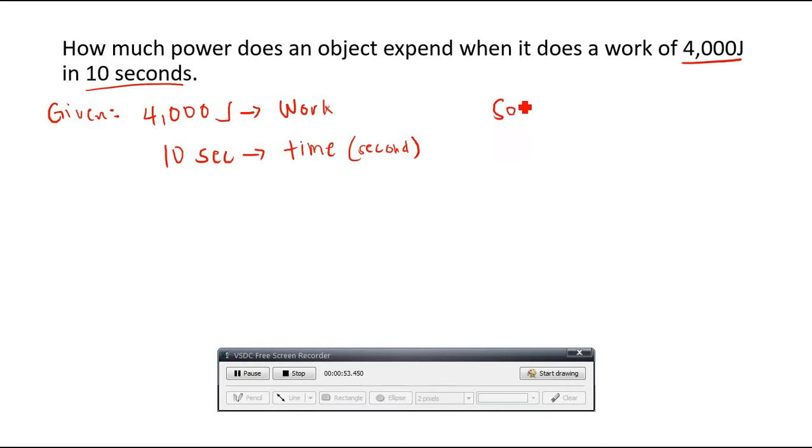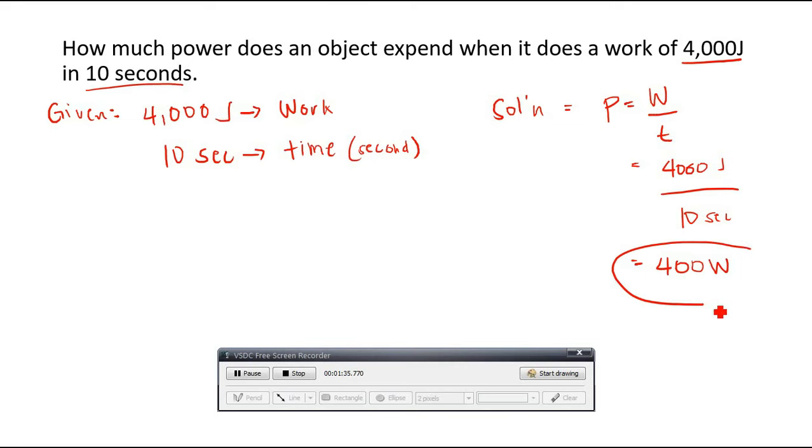So for the solution, power is equal to work over time. Your work is 4,000 joules and your time is 10 seconds. So 4,000 divided by 10 seconds, that will be 400, and the unit for that will be 400 watts.